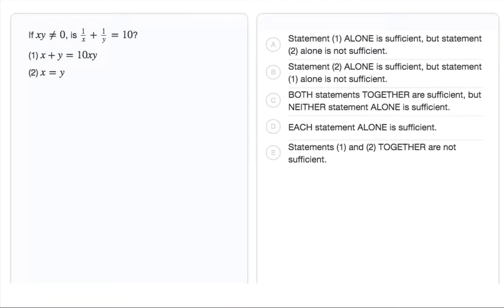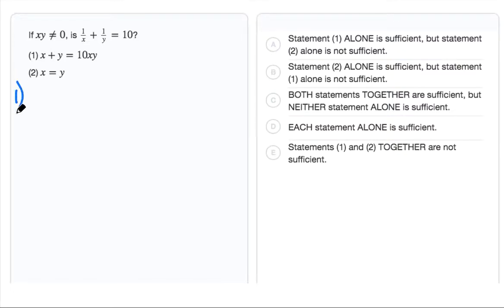Data sufficiency question. Let's consider each statement separately first, then together if necessary. So this question asks, if xy does not equal 0, is 1 over x plus 1 over y equal to 10? So let's start with statement 1, which tells us that x plus y equals 10xy.